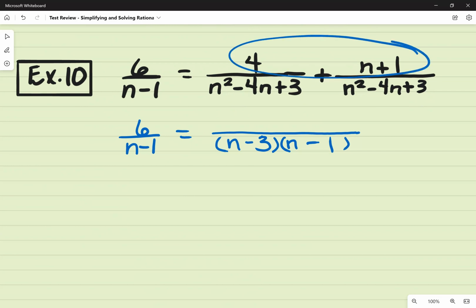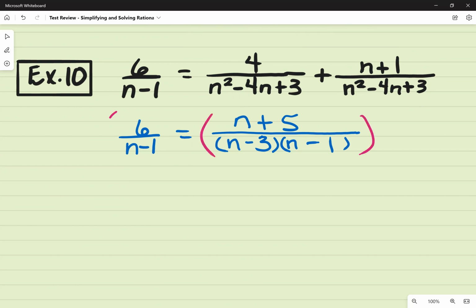And now I just combine the numerator. Since there's a plus sign here, I don't have to worry about changing any signs. So I have n, and then 4 plus 1 is 5. Now I want to go to that step that I just did a few minutes ago. My whole point in solving is to get rid of this fraction, so I need to get rid of the denominators. So what I want to do is multiply both sides by, I'm sorry, the quantity of n minus 3 times the quantity of n minus 1. What I do to one side, I do to the other.